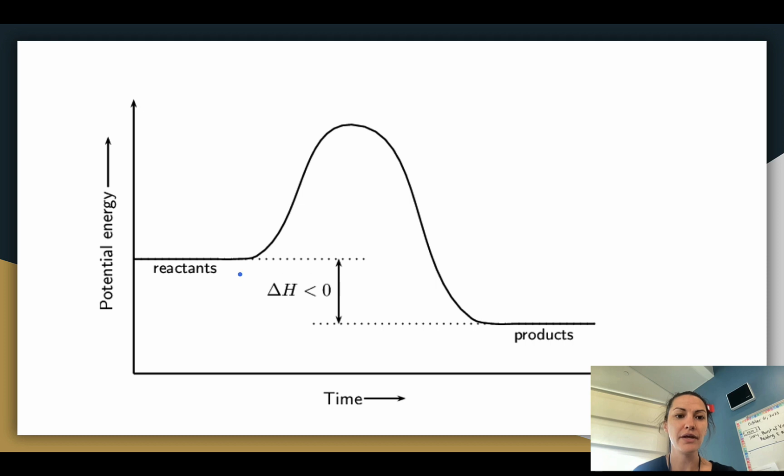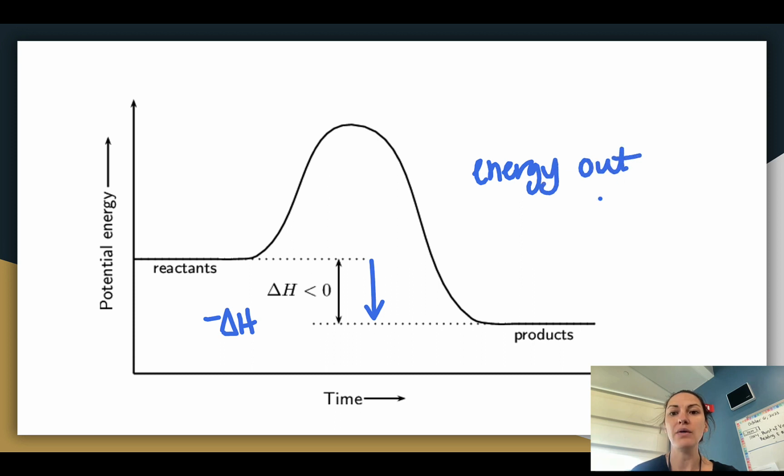This curve, when we compare the reactants to the products, overall the energy goes down. So this would have a negative delta H, and this would represent energy leaving or going out of the system. So that would be an exothermic process.